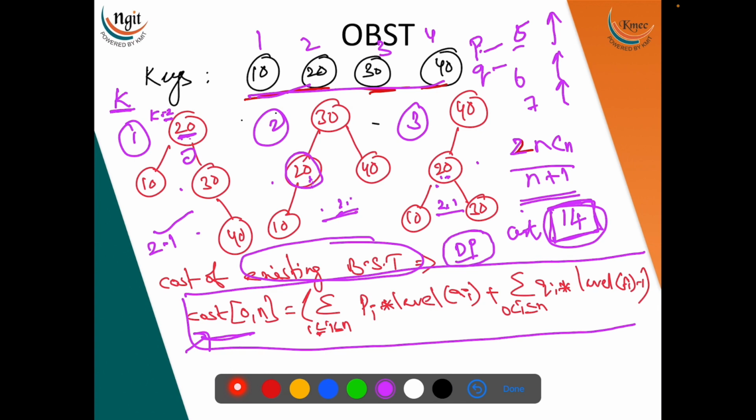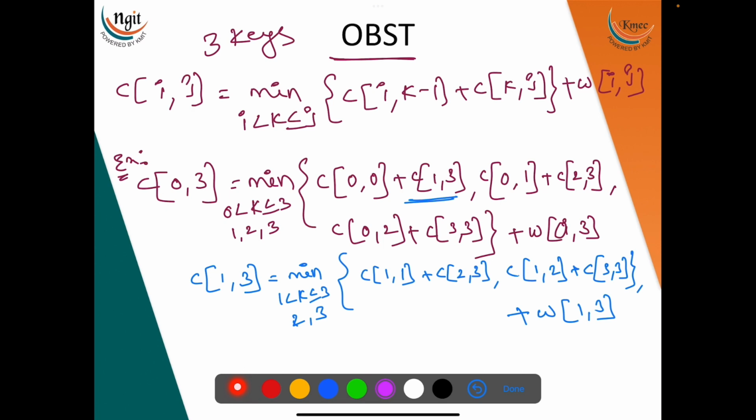As far as the dynamic programming approach is concerned, we'll take all these 14 possibilities, not in a direct way but indirectly, and we'll see for which k element you will get the minimum cost, right? Now we'll take an example and move on. In this problem, I do not have any tree, I have only the keys, as I had in the last example.